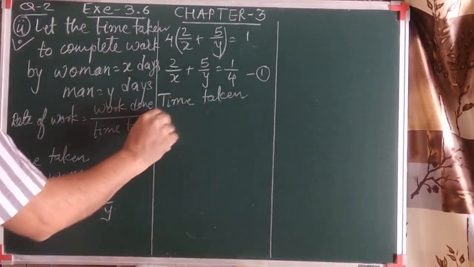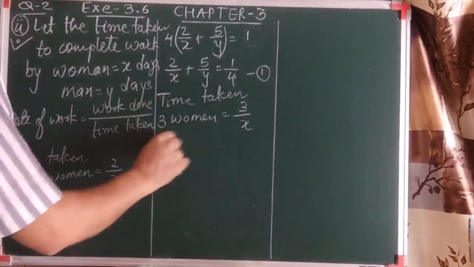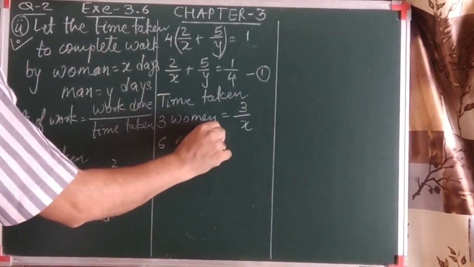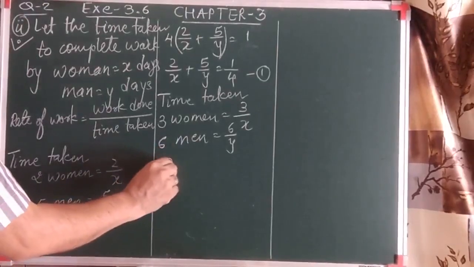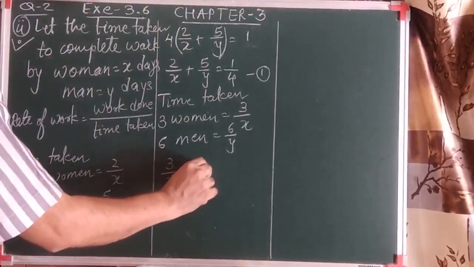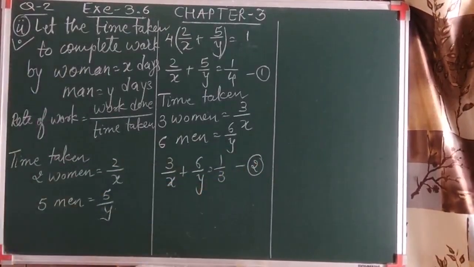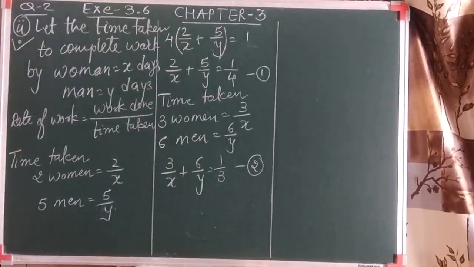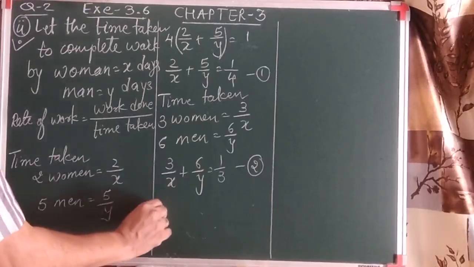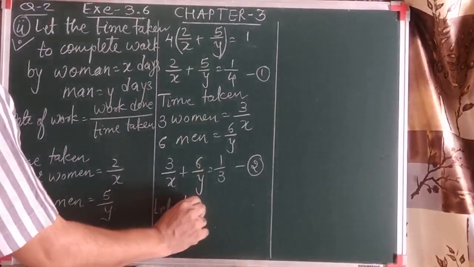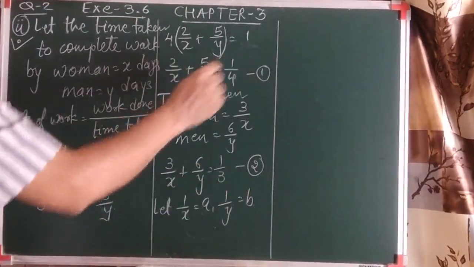By 3 women, that is 3/x, like the same, and 6 men, 6/y. So now they'll complete the work in 3 days. So I'll form the equation 3/x plus 6/y is 1/3 as we discussed earlier. Now you recall that which formula is going to be applicable correctly. You can see that the variables are in the denominator, so we'll use reducing method. So let 1/x as a and 1/y as b. We'll substitute both this equation in 1 and 2.